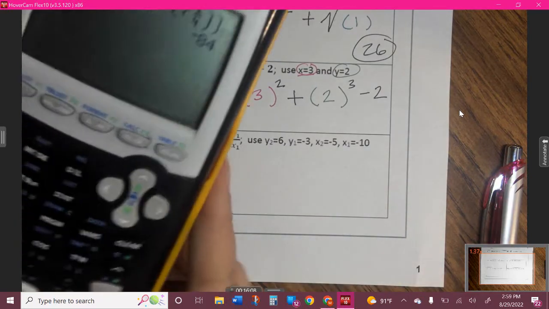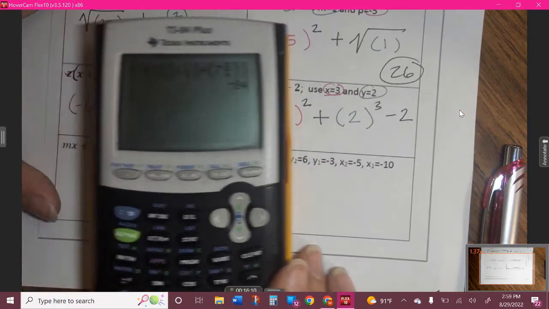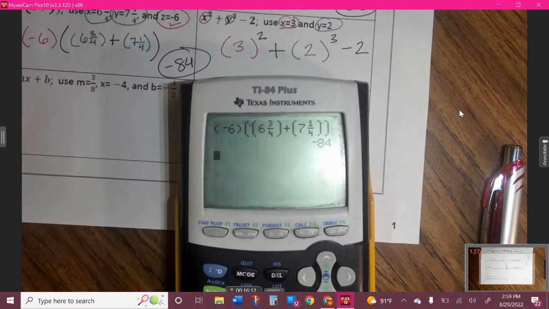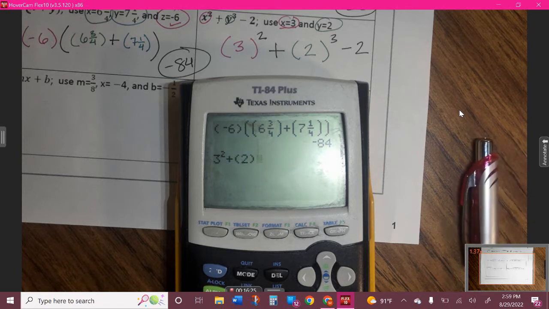And now we can just type this in. We've got 3 squared, and I'm going to use the caret key again. Type in the squared. Arrow over to the right to get out of the exponent. Plus, I'm going to put 2 in parentheses and then cube that.